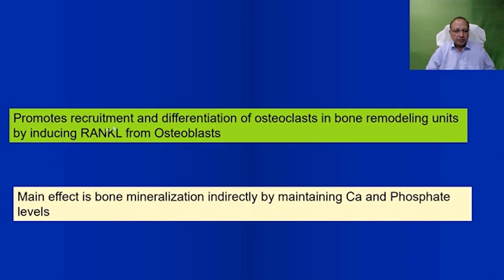Another thing is that it promotes the recruitment and the differentiation of the osteoclasts in the bone remodeling units by inducing RANKL from the osteoblasts. So the main effect is that bone mineralization will occur indirectly by maintaining the calcium and the phosphate levels. The direct impact of vitamin D will be that it causes an increase in the calcium loss from the bones, and also there is an increase in the loss, but it also promotes the osteoblastic activity.